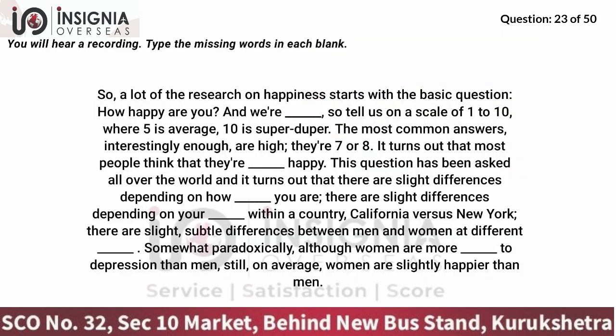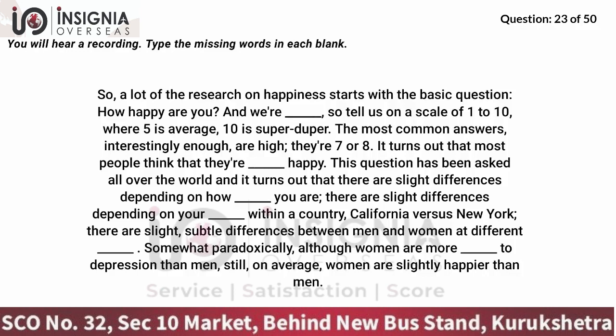So a lot of the research on happiness starts with the basic question, how happy are you? And we're psychologists, so tell us on a scale of 1 to 10, where 5 is average, 10 is super duper. The most common answers, interestingly enough, are high. They're 7 or 8. It turns out that most people think that they're pretty happy.